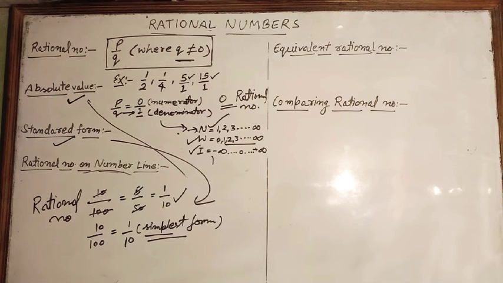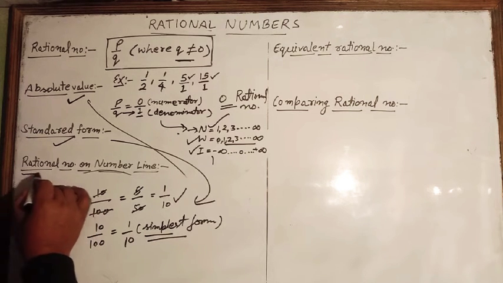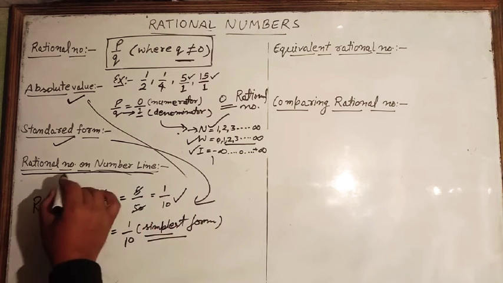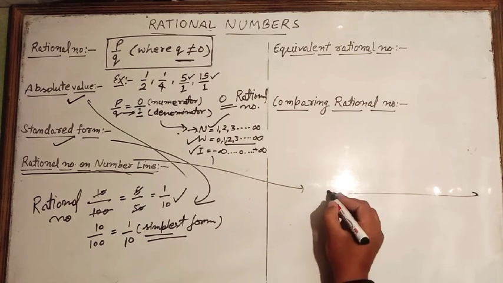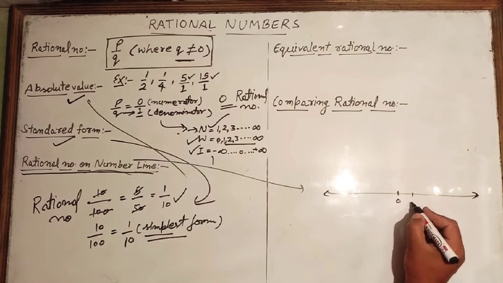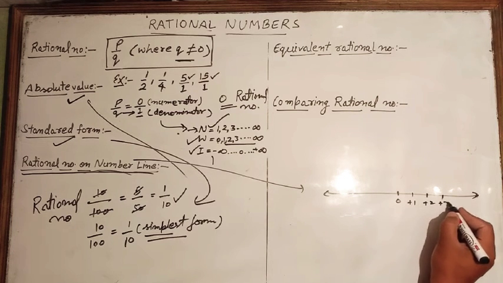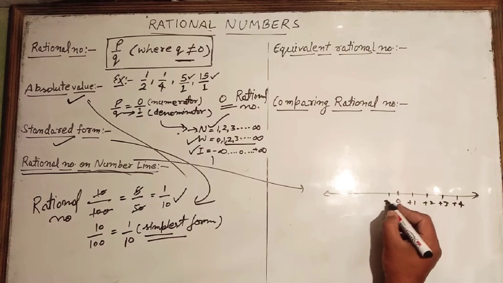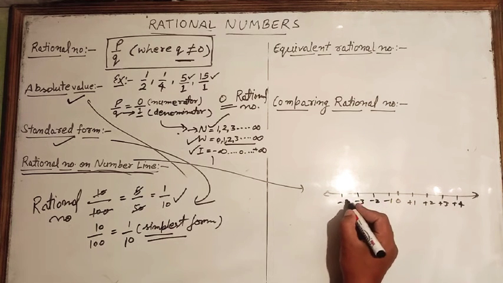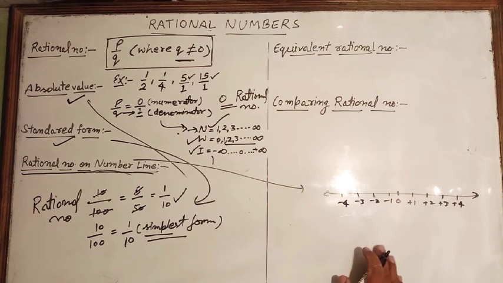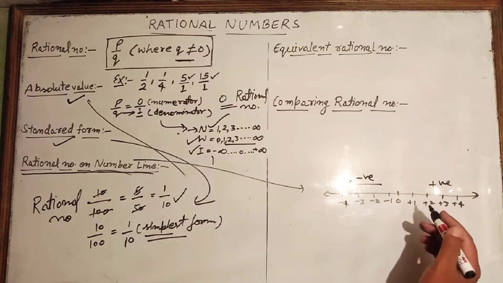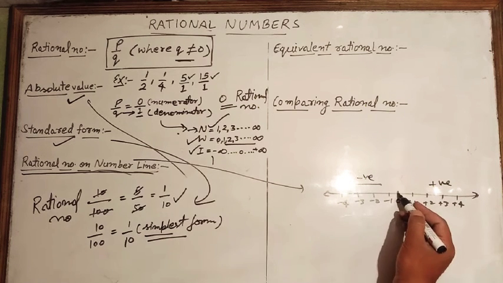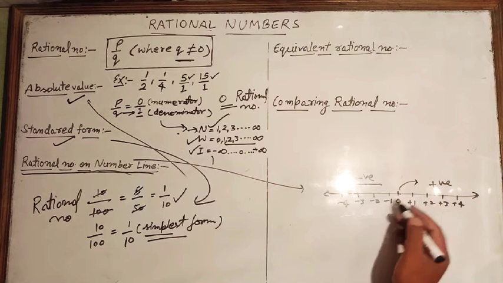Now come to the topic of how to represent rational numbers on a number line. Up to now we know how to represent integers. Suppose this is a number line: from 0 here will be plus 1, plus 2, plus 3, plus 4, and here will be minus 1, minus 2, minus 3, minus 4. These are the negative integers and these are the positive integers, meaning the left hand side of 0 is negative and the right hand side of 0 is positive.